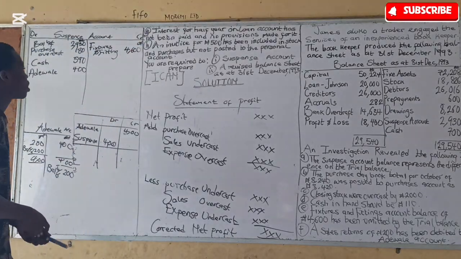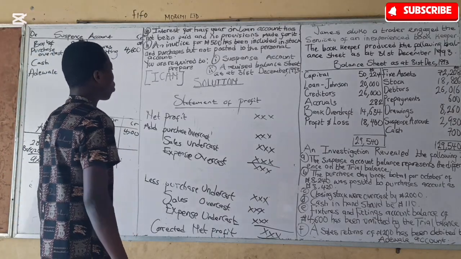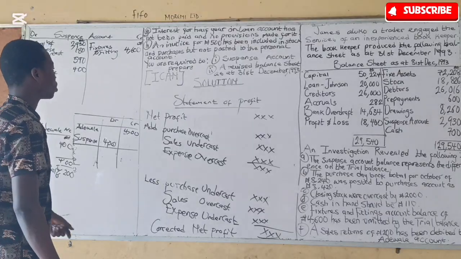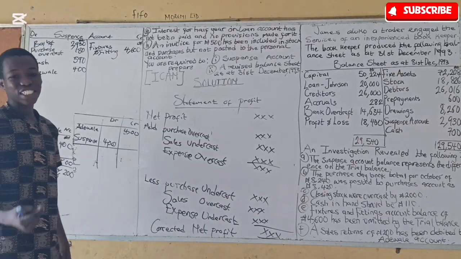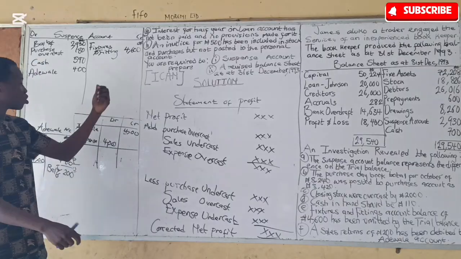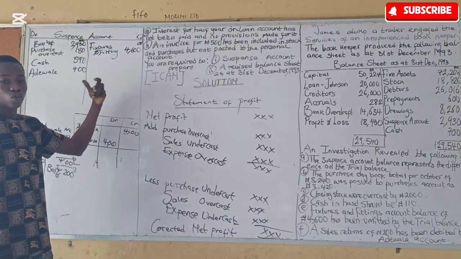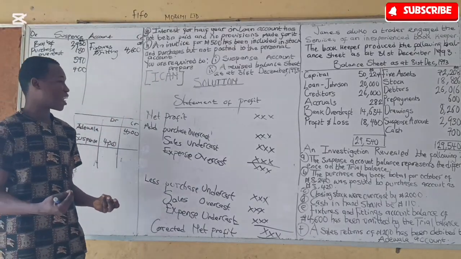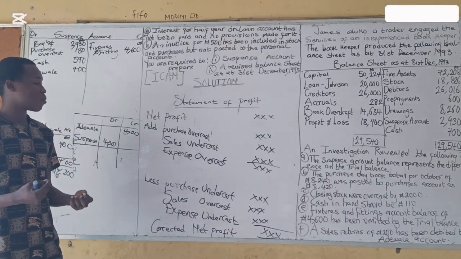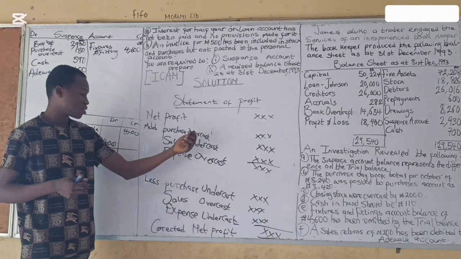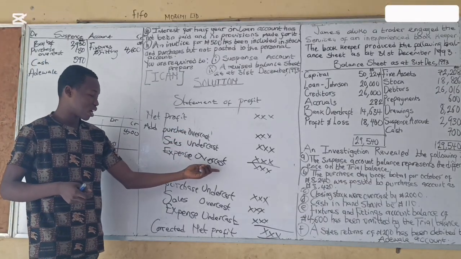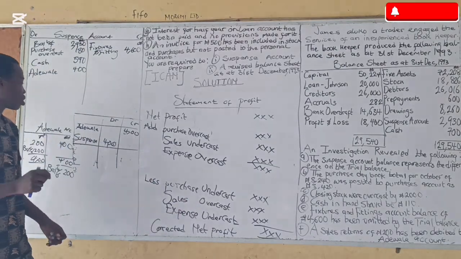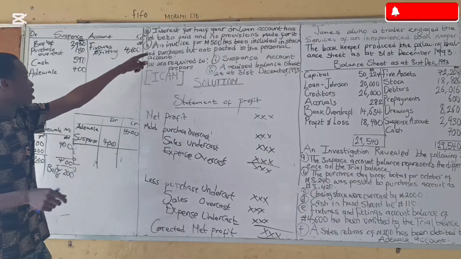The next question says, interest for half year on loan account has not been paid and no provision made for it. So interest on loan is an expense, right? You don't have to record it here. It is moving to your P&L account, and expenses will only affect your net profit. That's why you have expenses, either overcast or undercast. So that one is moving to your statement of profit. Let's move to the next one.